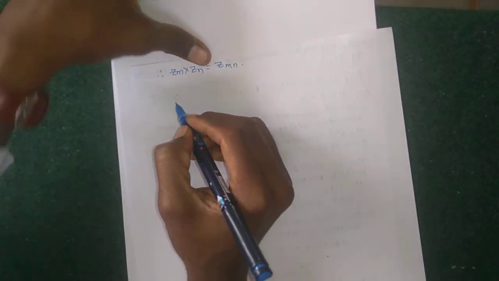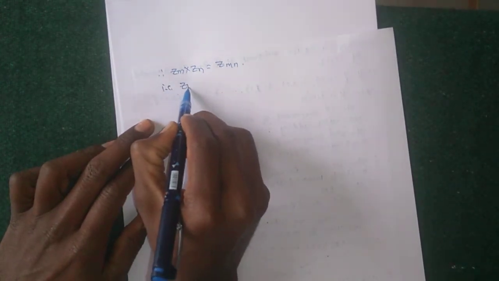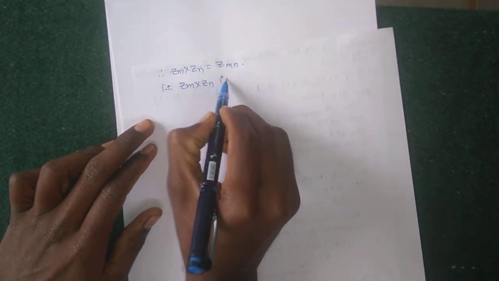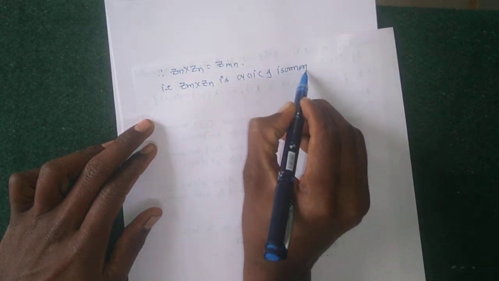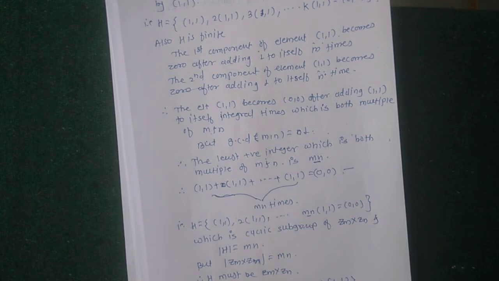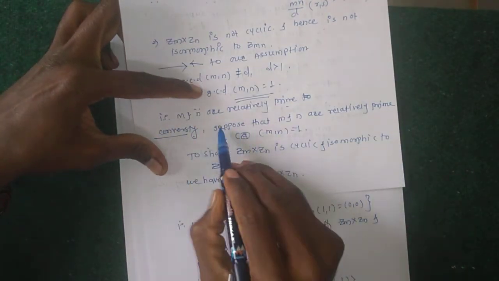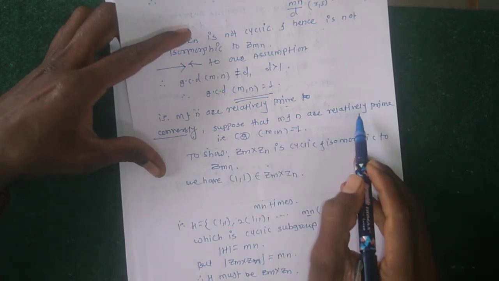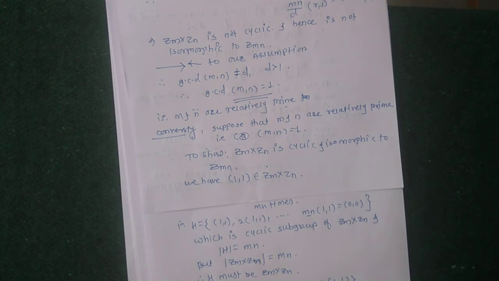So that is, Zm cross Zn is cyclic and isomorphic to Zmn. Okay, so the second proof. How to prove the converse statement? Firstly assume that m and n have GCD equal to 1, which means m and n are relatively prime, and we have to show that Zm cross Zn is cyclic and isomorphic to Zmn.